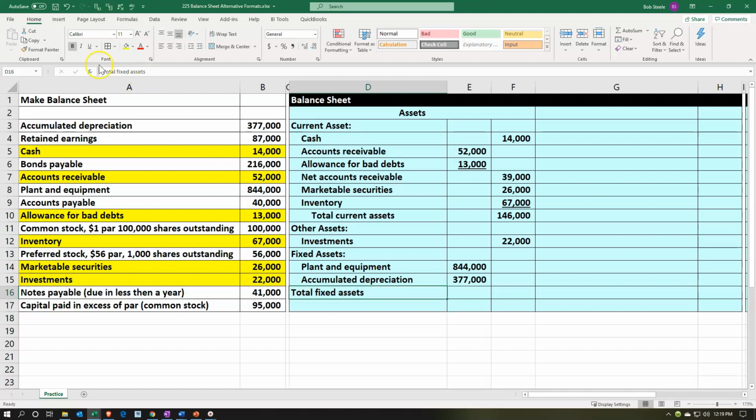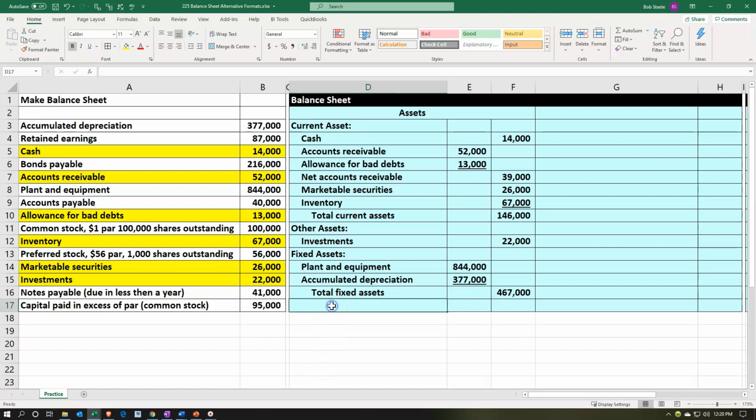And then I'm going to indent that twice. Home tab, Alignment, indent, indent. Then I'm going to do a subtraction problem here, which will be equal to, we're going to take that 844 minus the 377. Then I'm going to put an underline under the 377, Home tab, Font, and then underline.